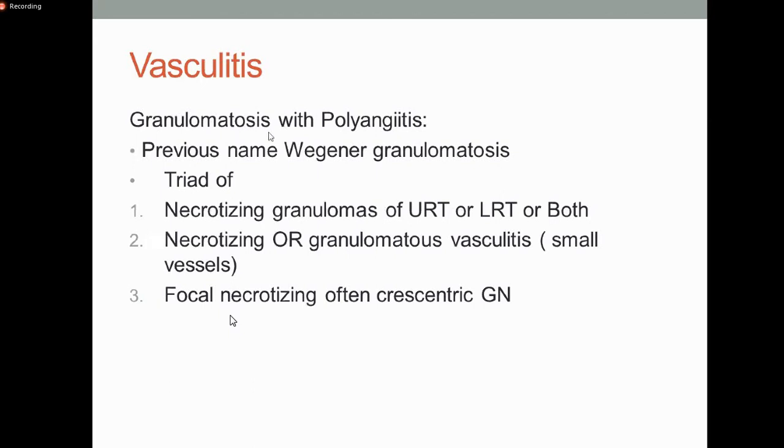Another type of vasculitis is granulomatosis with polyangiitis. The previous name was Wegener's, which we discussed earlier in the initial slides. This is also a triad. Triad of what? The necrotizing granuloma of the upper respiratory tract or lower respiratory tract or both. So lung involvement is here. Necrotizing granulomatous vasculitis of the small vessels. Focal necrotizing involvement, often in the form of crescentic granulomas. So this is a triad of these three things.